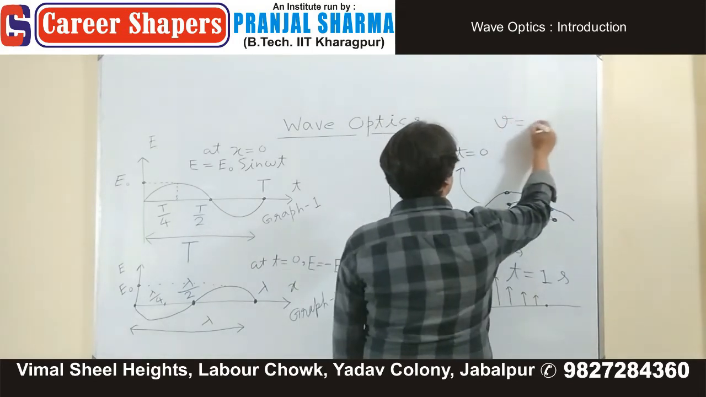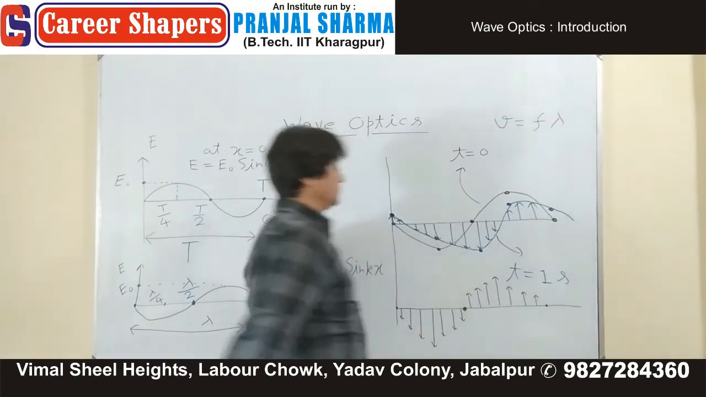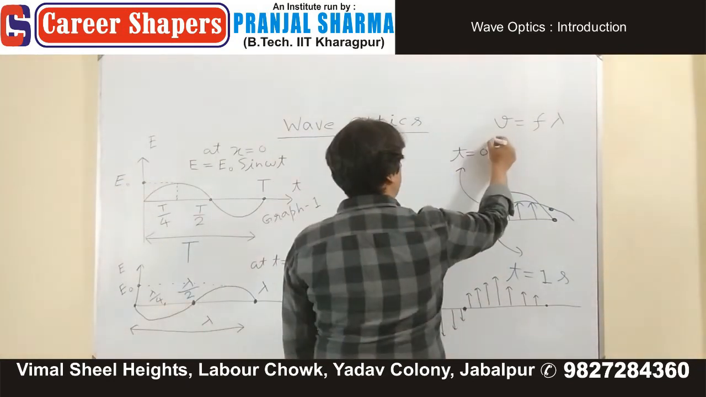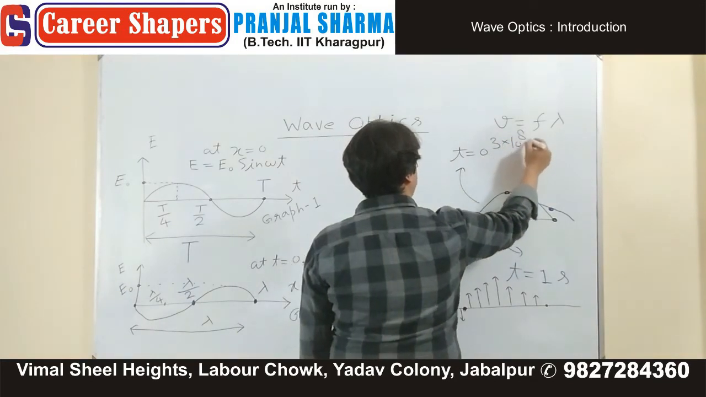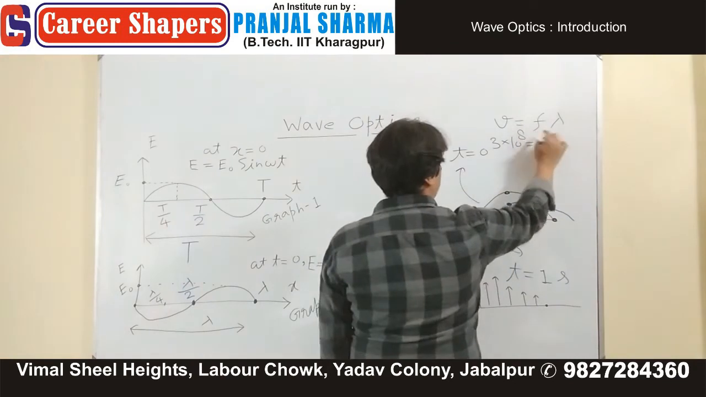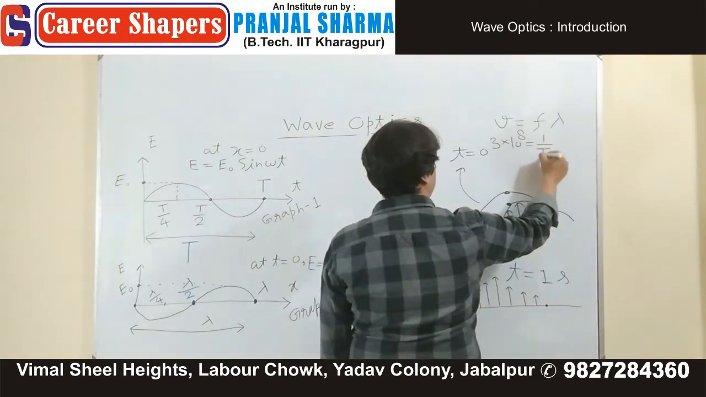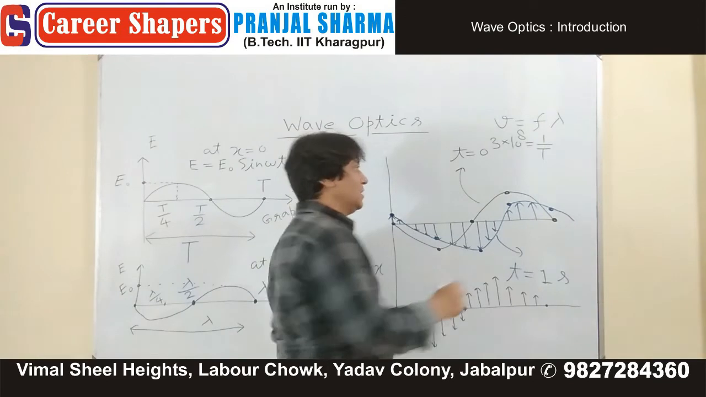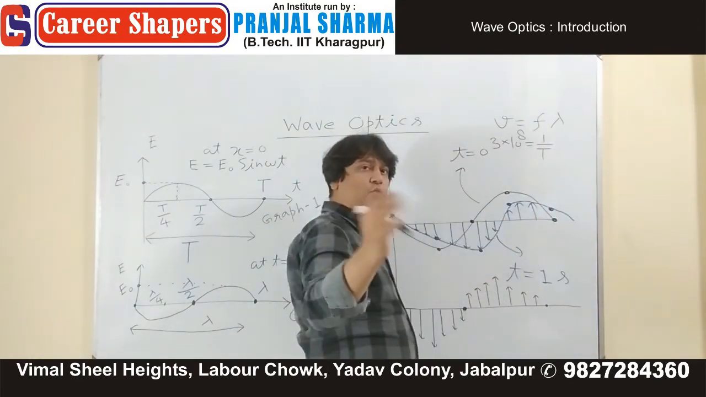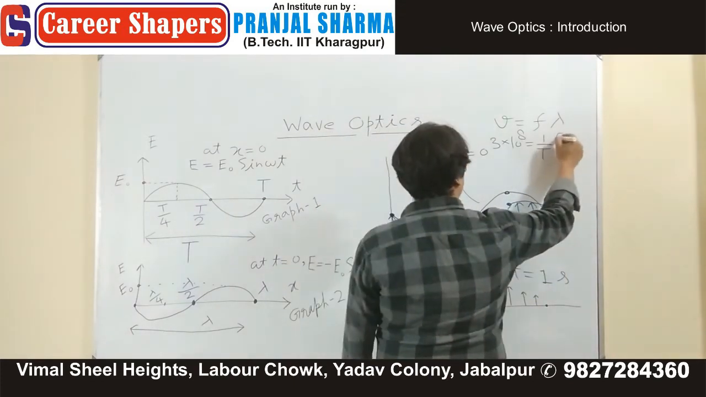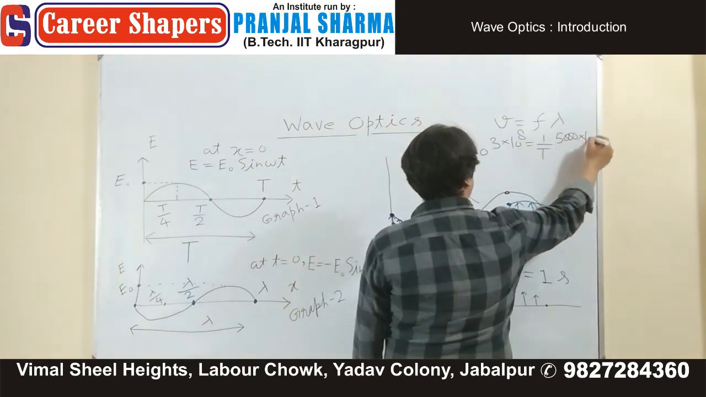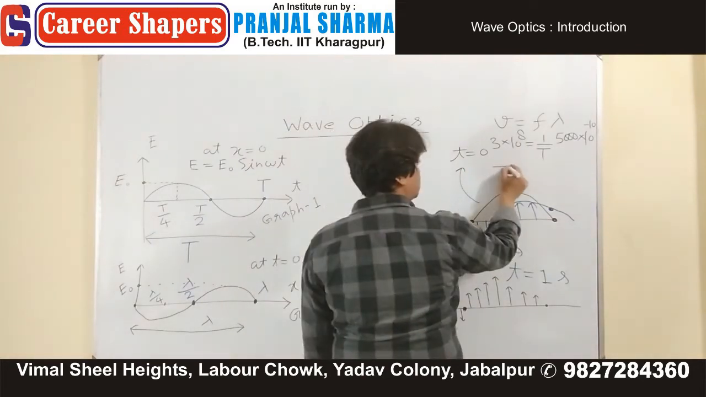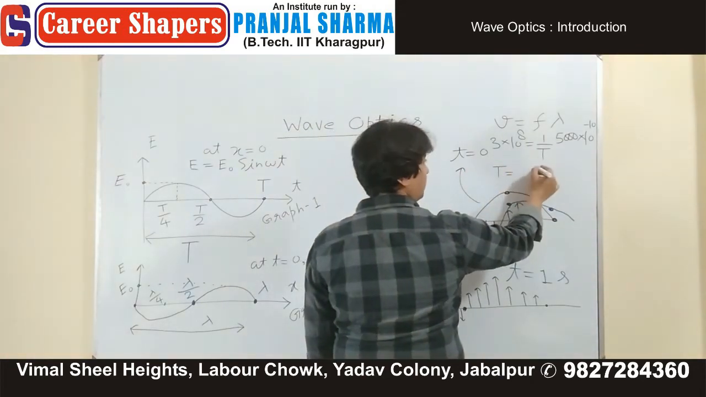Look. Everyone has seen this relationship, V equals to F lambda. Speed of light is 3 into 10 to the power 8. Frequency is 1 upon T. Lambda, I hope you know that for yellow it is around 5000 angstroms. Let's write down 5000. Angstroms means 10 to the power minus 10. What is this? It is giving you T as 5.